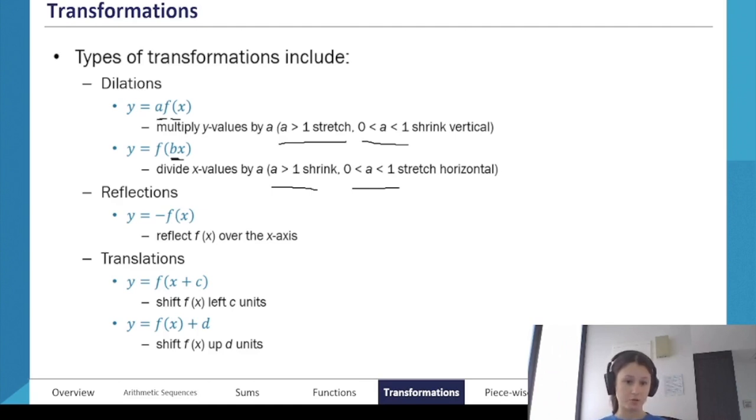And then getting onto reflections. If you make a function negative by putting a negative at the front, then you're going to reflect it over the x-axis, because although the x values are going to be the same for every one of those x values, the y value is now going to be the negative of what it was before.